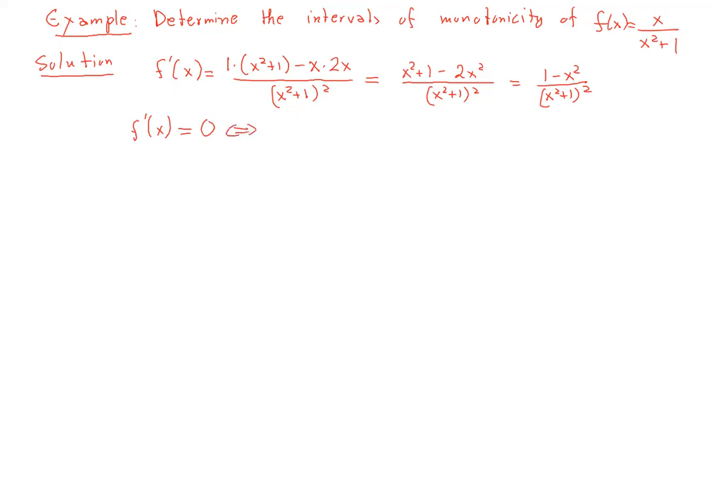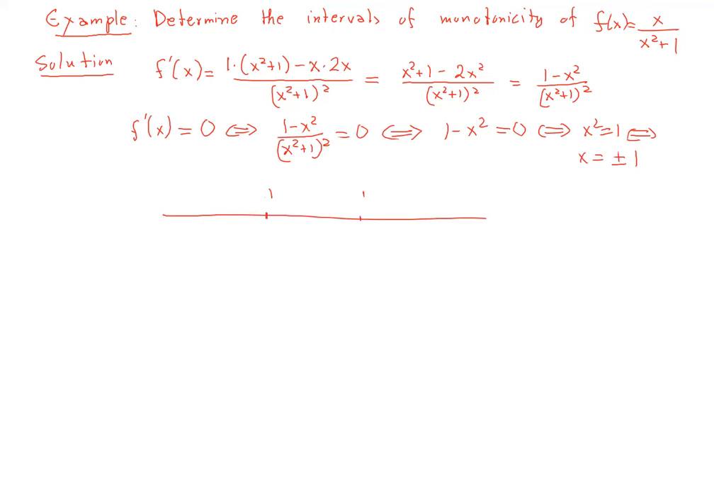This is equivalent to (1 minus x squared) over (x squared plus 1) all squared being equal to 0. The only way that a fraction can be equal to 0 is if the numerator is equal to 0. So 1 minus x squared is equal to 0. And of course, this means that x squared is equal to 1, which means that x is equal to plus or minus 1. So we have plus or minus 1 as our two critical points.